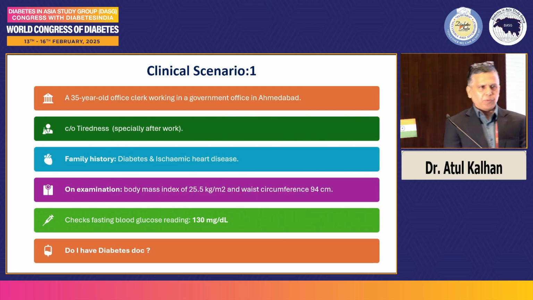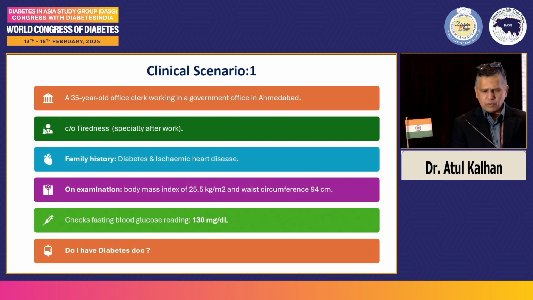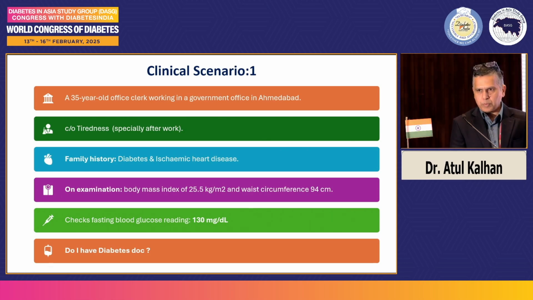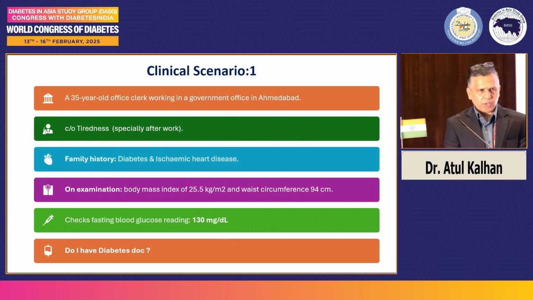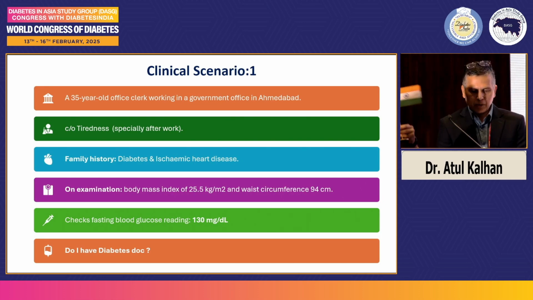A 35-year-old man from Ahmedabad complains of tiredness. I want interaction here. I want people to be awake. On examination, BMI of 25.5 kg per meter square. Checks his blood glucose, which is around 130, which is 6.1 millimole per liter. My question to you, is this gentleman having diabetes, yes or no?